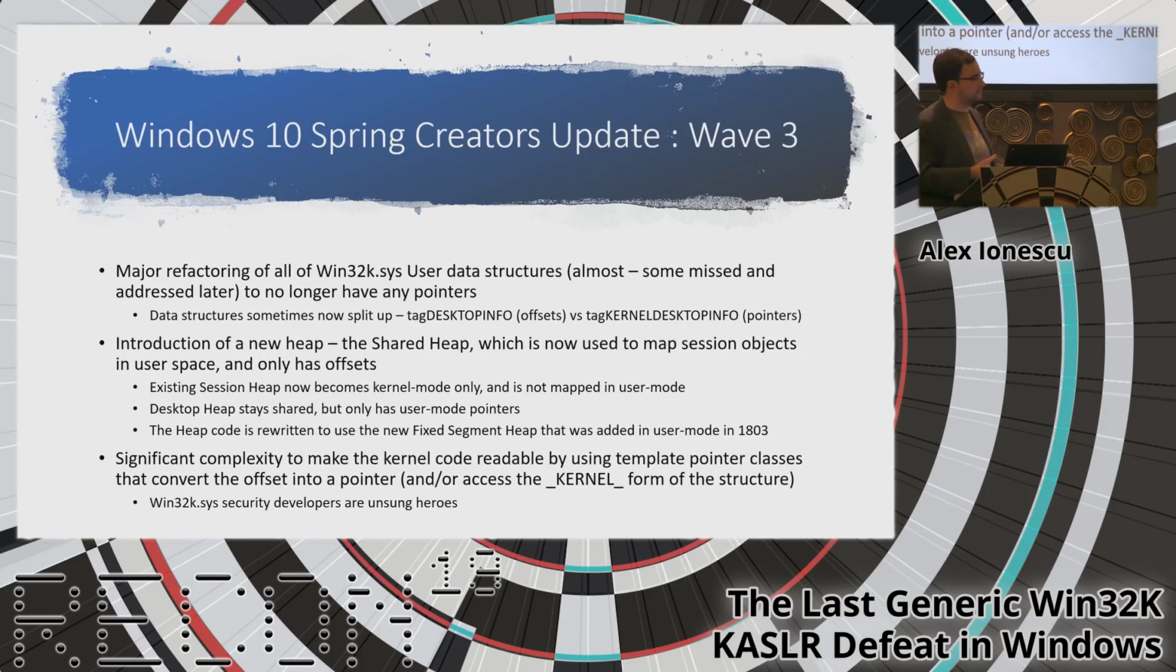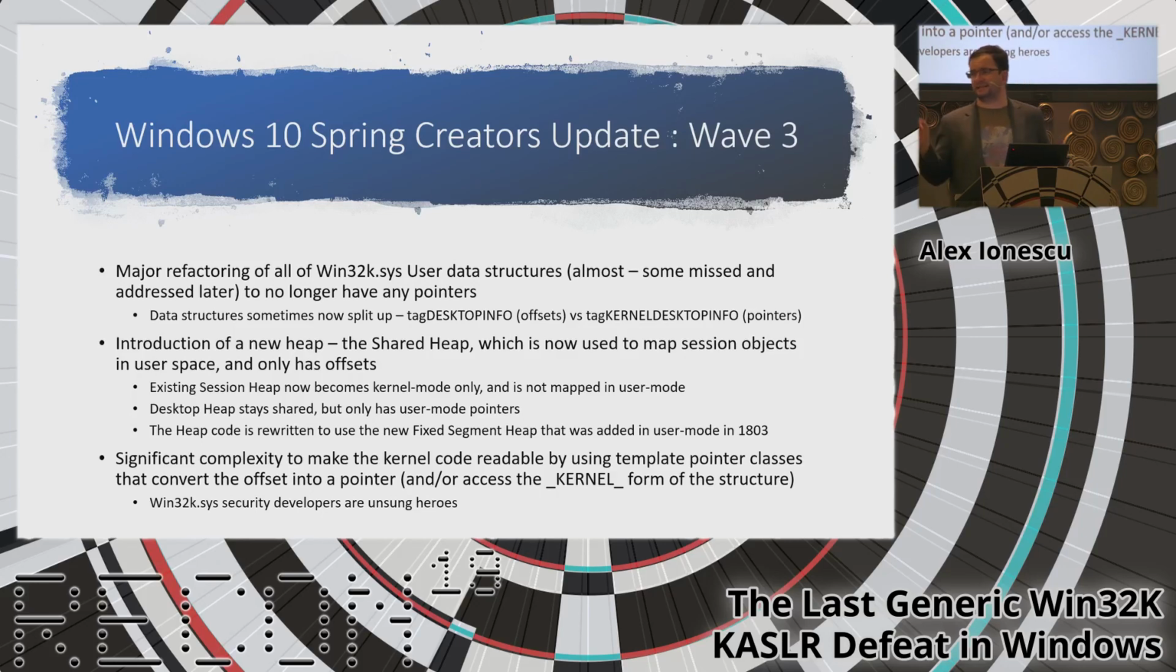And about a year later, in Spring Creators Update, they came up with a major, major change to how Win32K.sys works. They basically rewrote, or looks like they rewrote, most of the data structures to no longer have pointers, but actually have offsets instead. Entire data structures got split up. Tag desktop info, for example, has offsets. And now there's a separate structure called tag kernel desktop info. And that one might still have pointers.